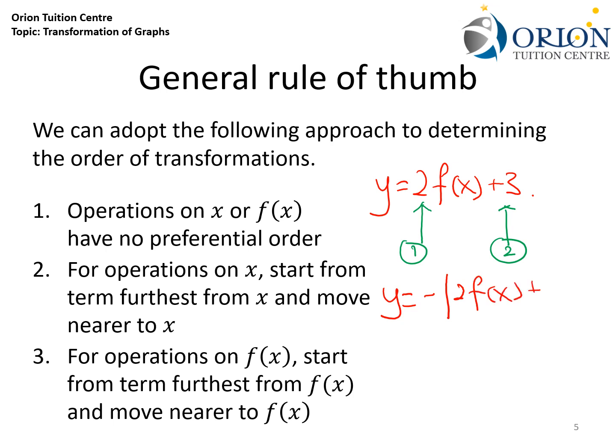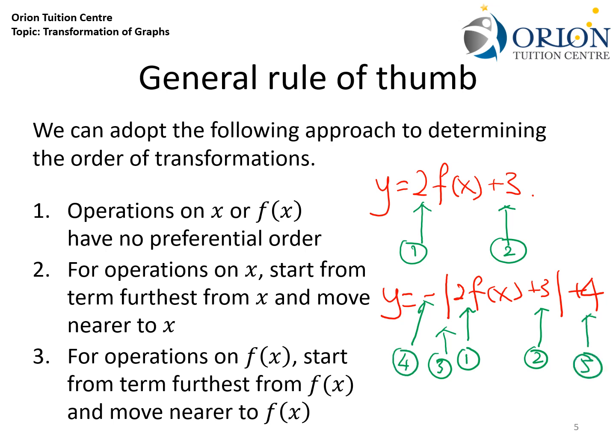Now, if I have a more complicated example, let's say y = -|2f(x) + 3| + 4, the correct order that we should perform the transformations will be number 1, the 2, followed by the 3, followed by the modulus, then the negative sign, and finally the 4.